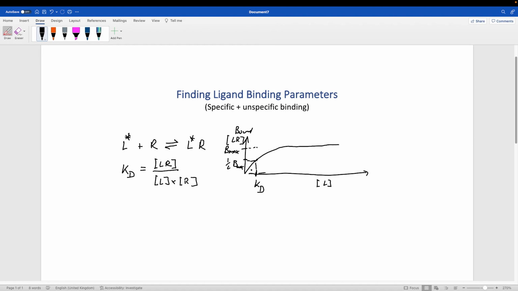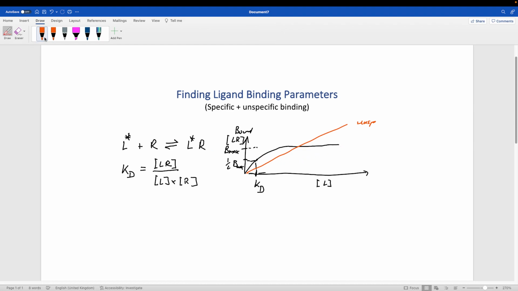But very often we also have some unspecific binding. Let me illustrate that with a slightly different color. Very often this unspecific binding does not rely on a receptor. Simply adding the ligand will increase, for example, the radioactive count, and that usually is pretty much a straight line. So this here is the unspecific binding, whereas the black one is the specific.